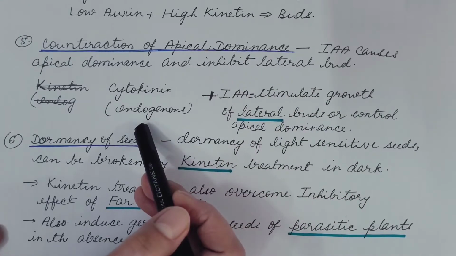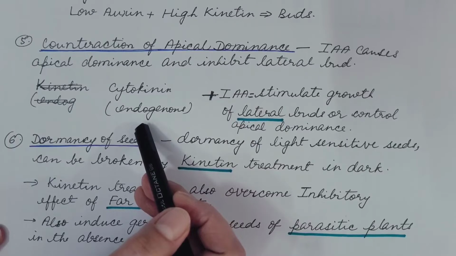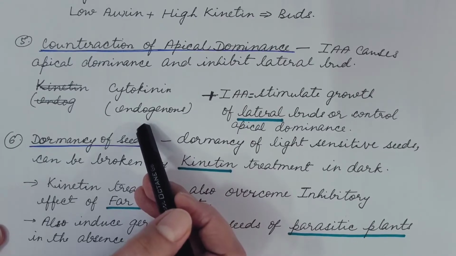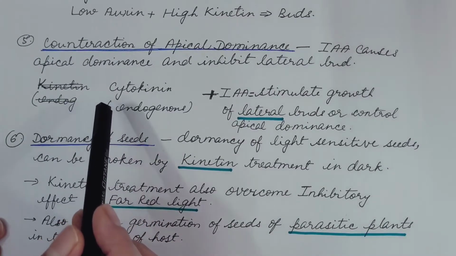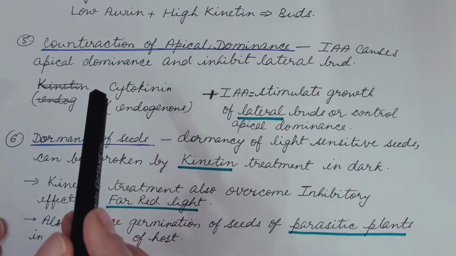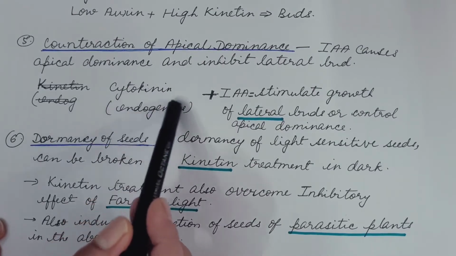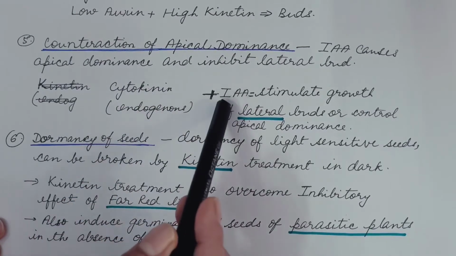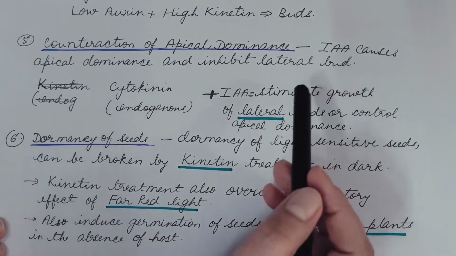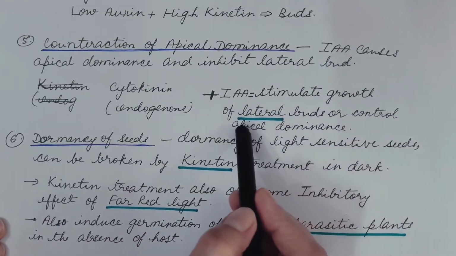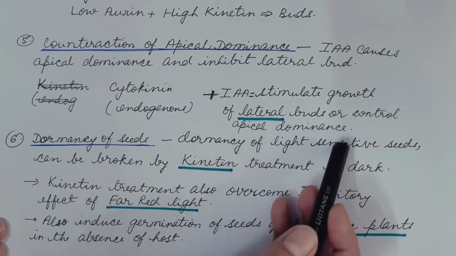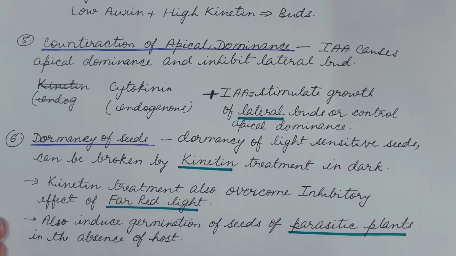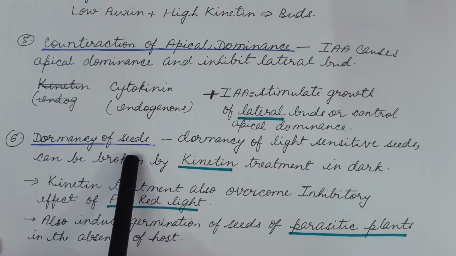But naturally, there is a balance between the growth of apical bud and lateral bud. And this is due to the balance in the concentration of endogenous cytokinin and indole acetic acid, which stimulate growth of lateral buds or control apical dominance. Now, the dormancy of the seeds.